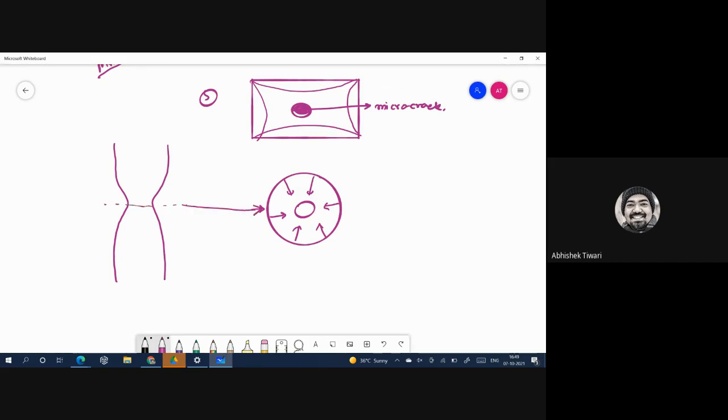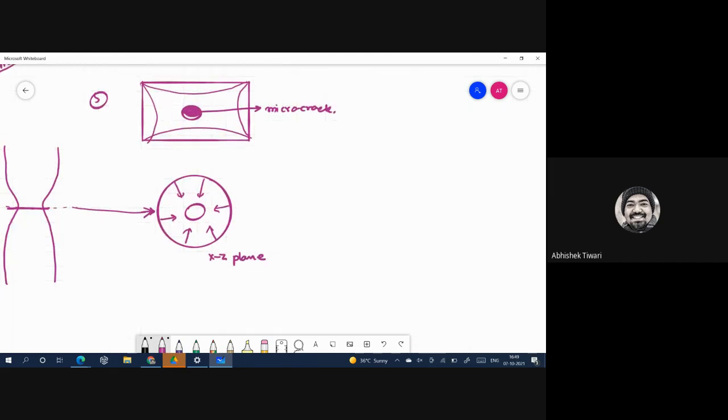Okay, so this is the section here. So this is X, this is Y, and this is Z. Then this one is the XZ plane, at the center of the cylinder. So what is happening is that you have a micro void here, micro crack.